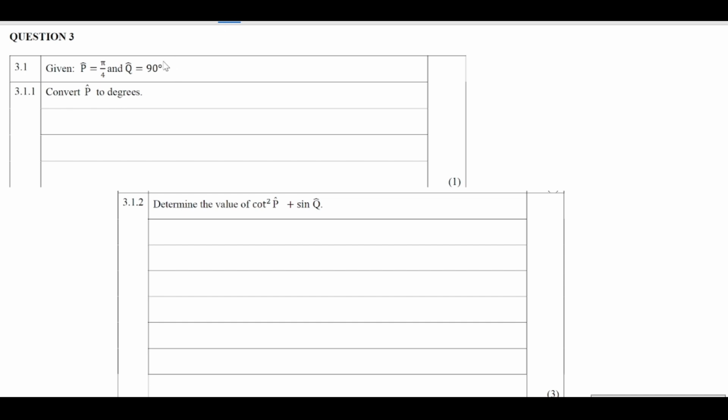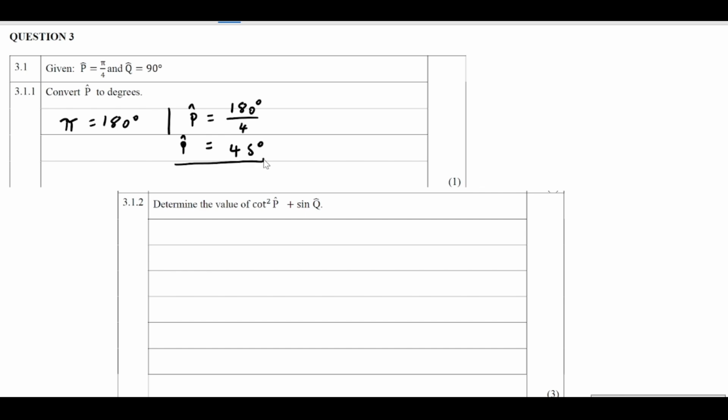Guys, this is very simple. In your formula sheet, you are given that pi is equal to 180 degrees. Simple. Where you see pi, just substitute it by 180 degrees. So angle P is going to be 180 degrees, you divide that by 4, you put this in your calculator and then you're going to find 45 degrees.